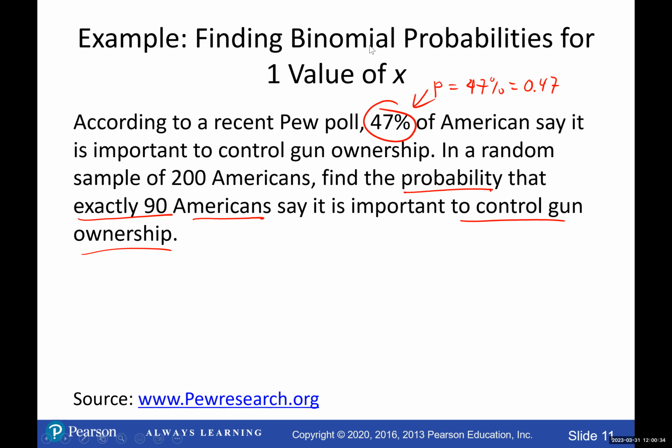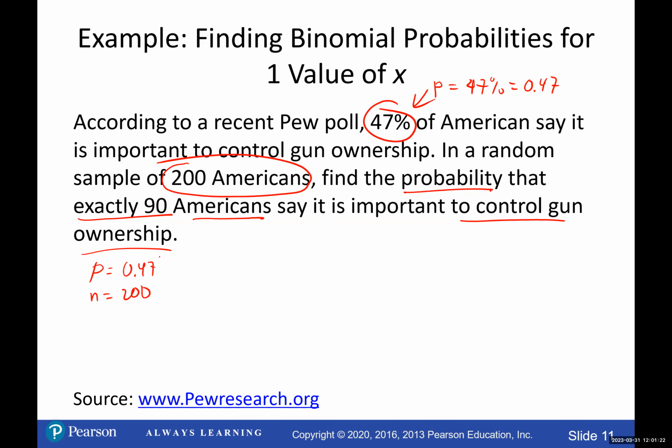Okay. What else do I have? I have a random sample of 200 Americans. So that means you want to ask 200 people, like 200 trials that you want to do to check yes or no, right? So I would say p, small p, equals 0.47 here, and n equals 200 here.